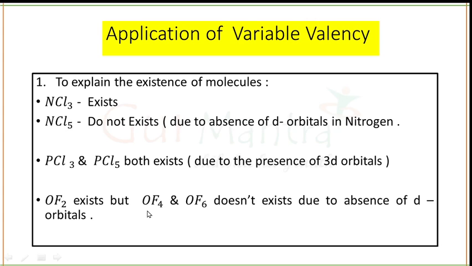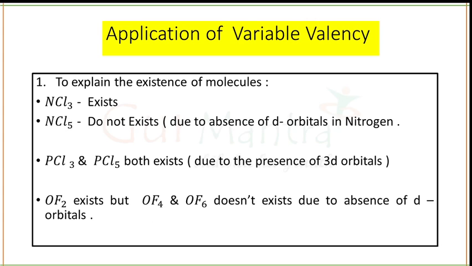So basically NCl3 will exist because nitrogen has 3 unpaired electrons. These 3 unpaired electrons make bonds with 3 atoms of chlorine, and that's why NCl3 exists, while NCl5 does not exist because nitrogen does not have the empty d orbital, or we can say nitrogen does not have the d orbital in its outermost shell. That's why the unpaired electron cannot jump from one orbital to another orbital.